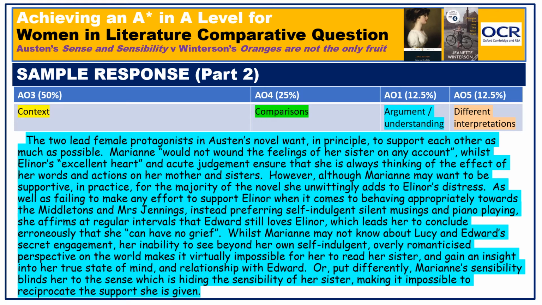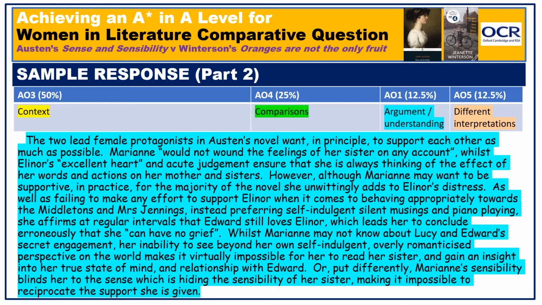The two lead female protagonists in Austen's novel want, in principle, to support each other as much as possible. Marianne would not wound the feelings of her sister on any account, whilst Eleanor's excellent heart and acute judgment ensure that she's always thinking of the effect of her words and actions on her mother and sisters. However, although Marianne may want to be supportive, in practice, for the majority of the novel, she unwittingly adds to Eleanor's distress, as well as failing to make any effort to support Eleanor when it comes to behaving appropriately towards the Middletons and Mrs. Jennings, instead preferring self-indulgent silent musings and piano playing.